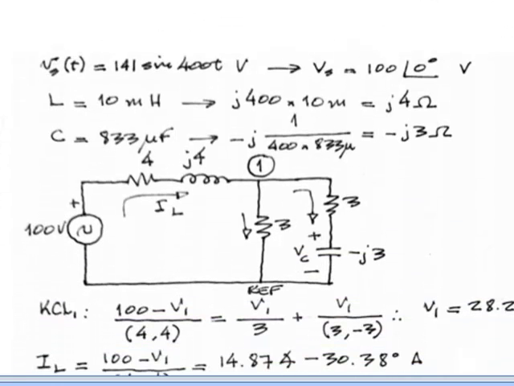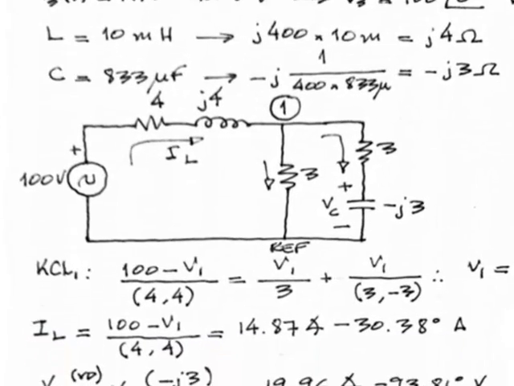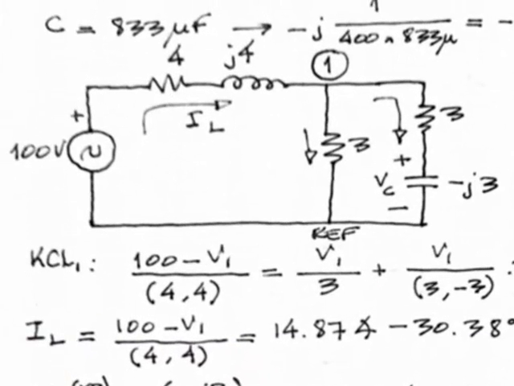And the capacitor also is represented by its impedance, which is negative j1 over omega C, with omega 400 radians per second. The impedance of the capacitor is negative j3 ohms, like so. We are ready to solve this circuit. We are in the phasor domain now. We use node analysis. Reference node, node number 1, branch currents chosen arbitrarily. We solve the circuit.